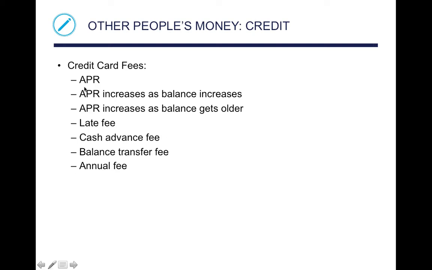Credit card fees: annual percentage rate (APR). APR increases as the balance increases. The APR increases as the balance gets older. You have a late fee, a cash advance fee, a balance transfer fee, and then an annual fee. And then, you know what? I also want to show you guys an amortization table. So that's an AT. I'm just going to make a note for myself so that I can show you guys the AT. Okay. And amortization tables are very important, and I'll get to that in a sec.